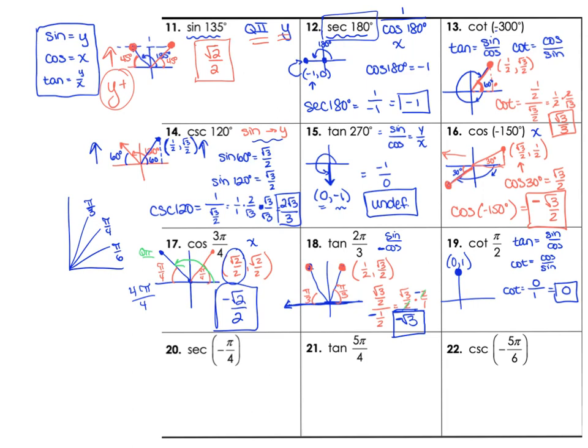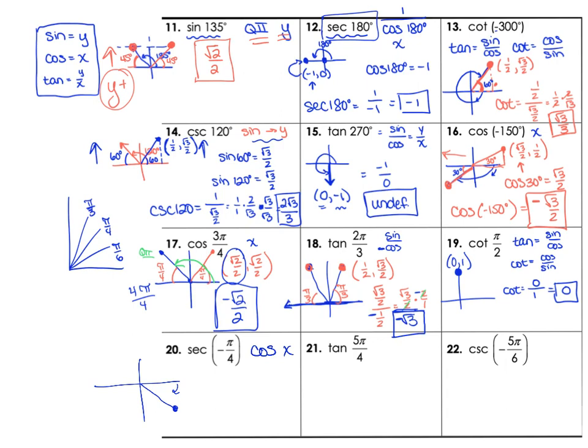All right, last three, you guys, home stretch. So the secant of negative pi over 4. So secant goes with cosine, which is my x value. Negative pi over 4. So we know we're going in this direction. Pi over 4 splits that quadrant in half.